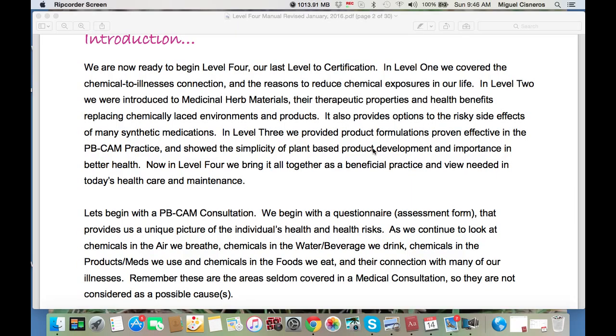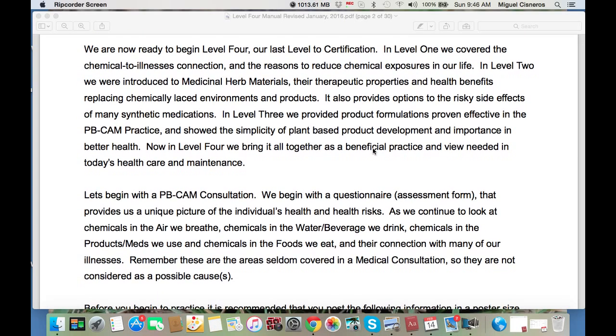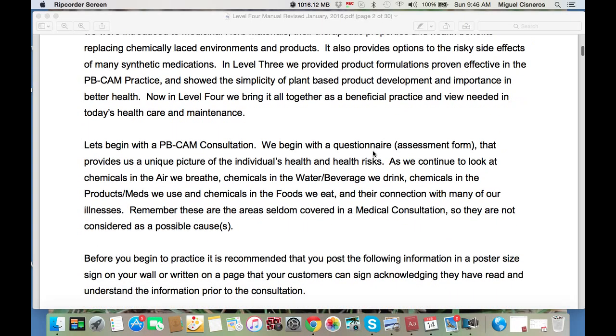In Level 3, we provided product formulations proven effective in the plant-based CAM practice and showed the simplicity of plant-based product development and its importance in better health. Now in Level 4, we bring it all together as a beneficial practice and view needed in today's health care and maintenance. Let's begin with a plant-based CAM consultation.